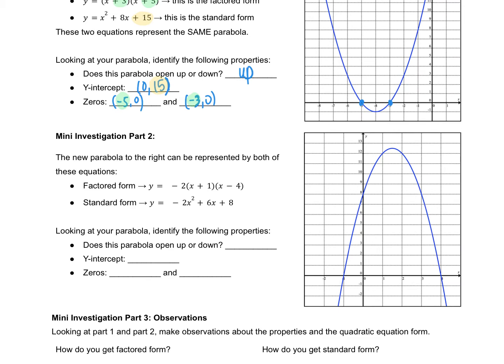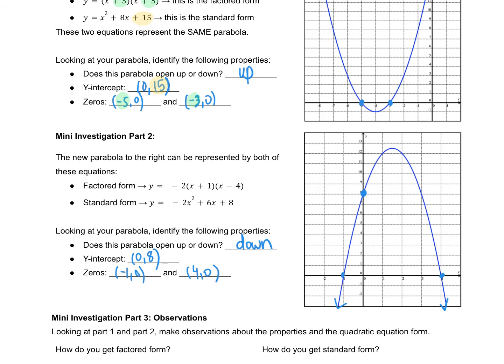So in the second one, we have the factored form as y equals negative 2 times (x + 1)(x - 4), and then the standard is y equals negative 2x squared plus 6x plus 8. So in terms of the opening, if I were to put arrows, they're going downwards. So our parabola opens down. The y-intercept is 8. And our zeros, we have one at negative 1 and the other at positive 4.